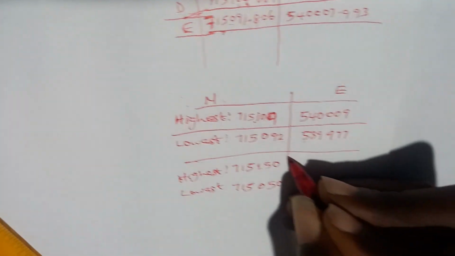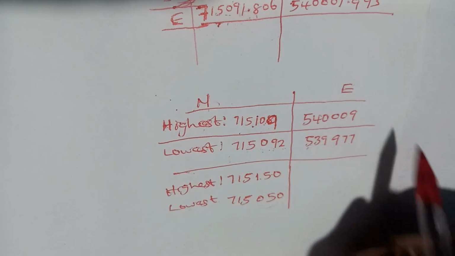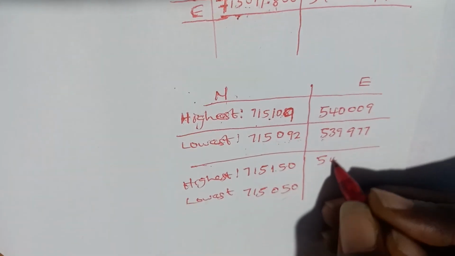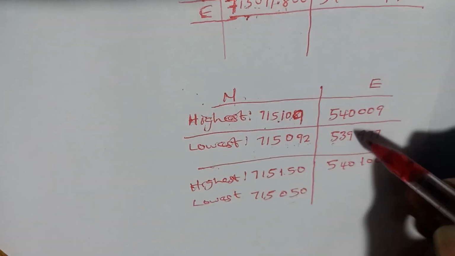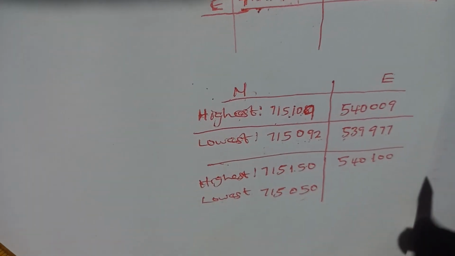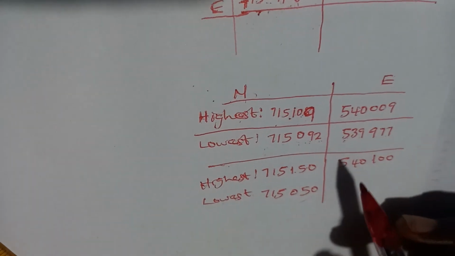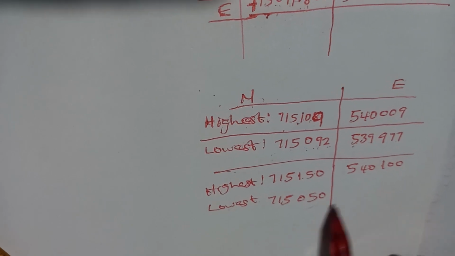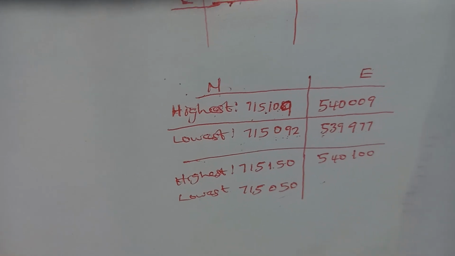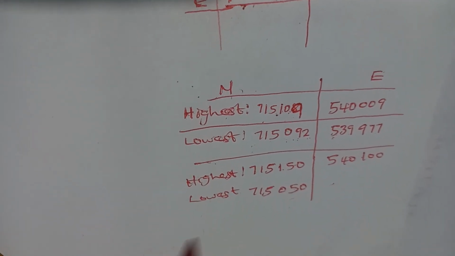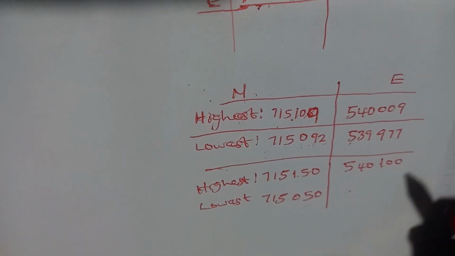Same thing is going to apply to the easting. For the highest we have 540,009, so I'll be changing it to 540,100. That is, you have to increase it. The reason why we are increasing it is so that by the time we're plotting it, it's going to fall within the space that we allot for it, within the range of the interval. So that is why I'm increasing the highest and decreasing the lowest.